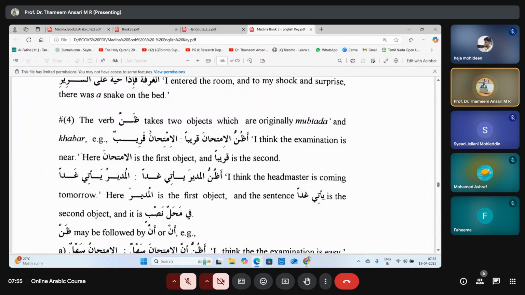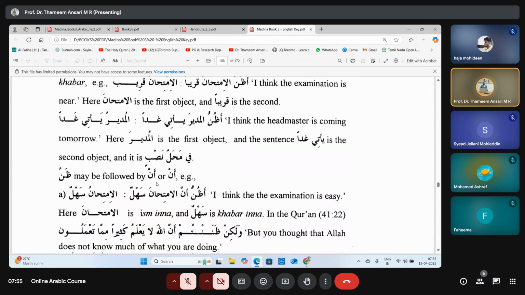Point number 4. The verb zanna takes two objects which are originally mubtada and khabar. Example, azunnu al-imtihana karibun. Actually, al-imtihanu karibun. Put azunnu al-imtihana karibun. I think the examination is near. Here al-imtihan is the first object, karibun is the second. Okay. Azunnu al-mudira yati ghadan. I think the headmaster is coming tomorrow. Here al-mudira is the first object. The sentence yati ghadan is the second object, and it is mahalli nasbin.